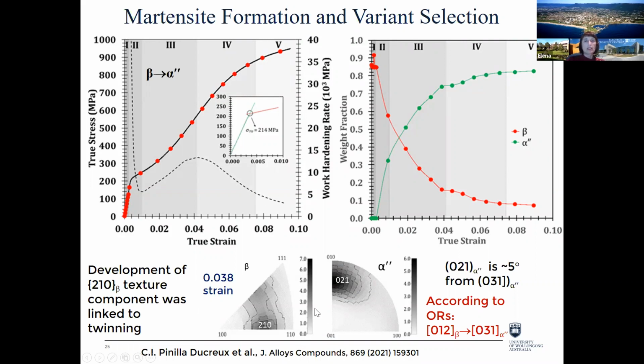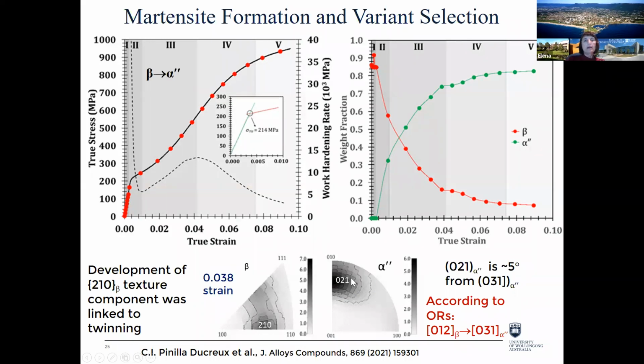What's also interesting, if we look at IPF for this material, this is corresponding to pretty low strain, 0.038. We started with very weak random texture in beta phase. And here we have development of a 210 component. This is usually associated with some twinning effect possibly taking place in the material.